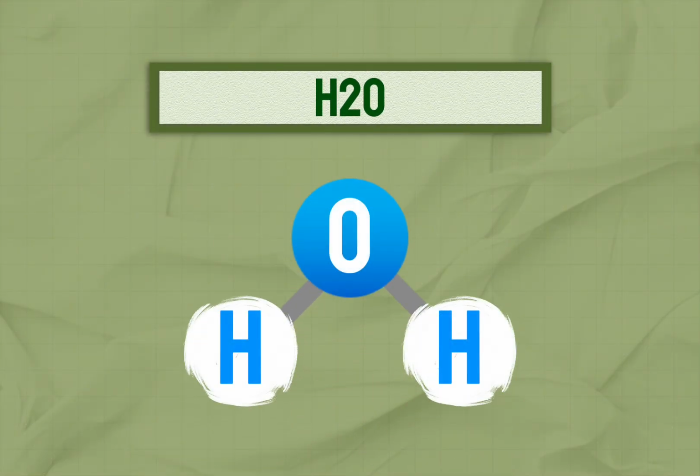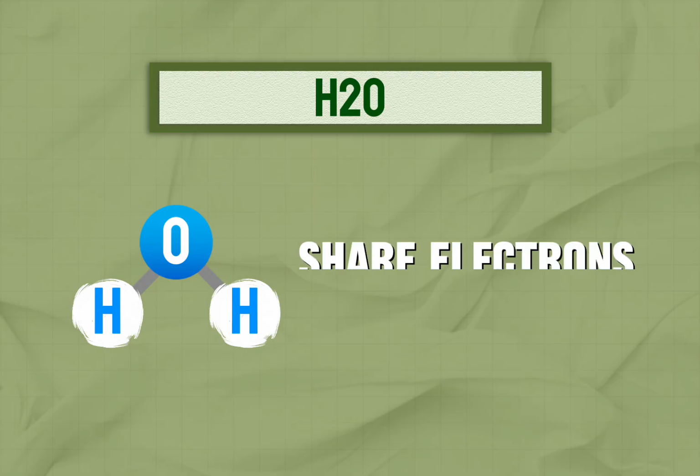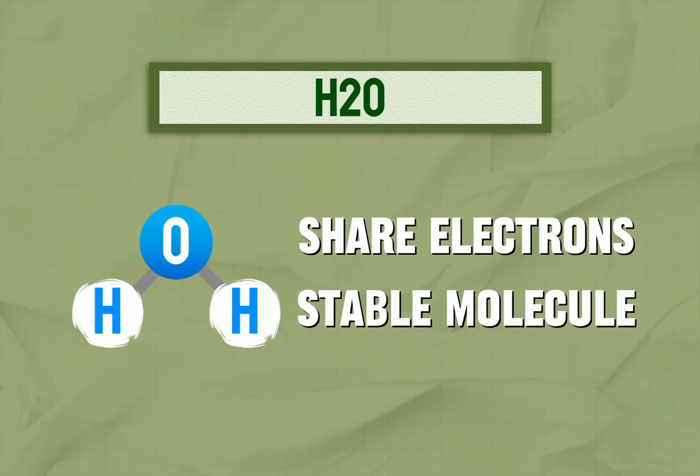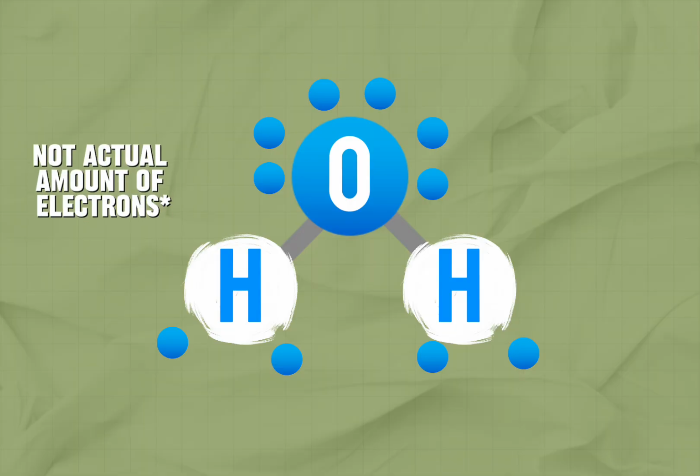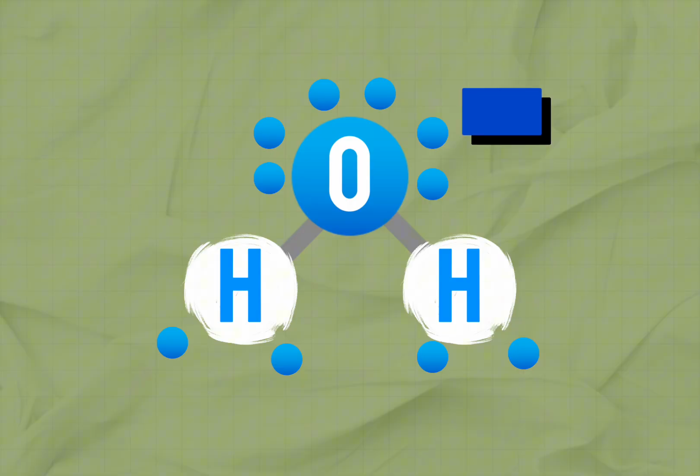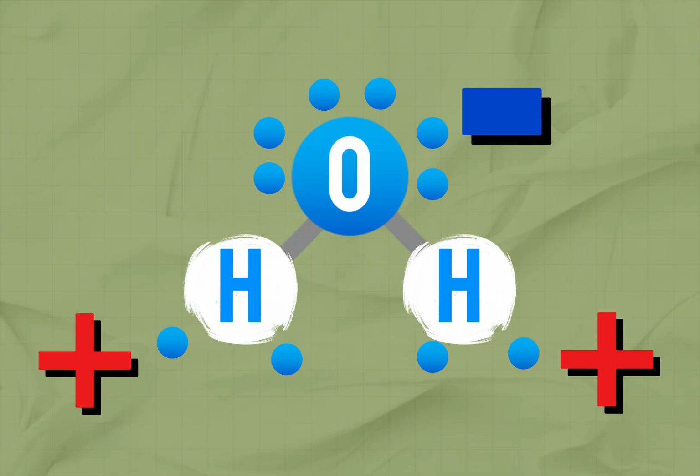Water is H2O, two hydrogens covalently bonded with one oxygen. Now, what in the name of Darwin does that mean? Well, it means that the atoms are sharing electrons to form a stable water molecule. But oxygen is greedy, just like the kid in the group project that does all the work and takes all the credit. Oxygen hogs the electrons, which makes the oxygen end of the molecule slightly negative, while the hydrogen ends remain slightly positive. This uneven distribution of charge makes water a polar molecule.